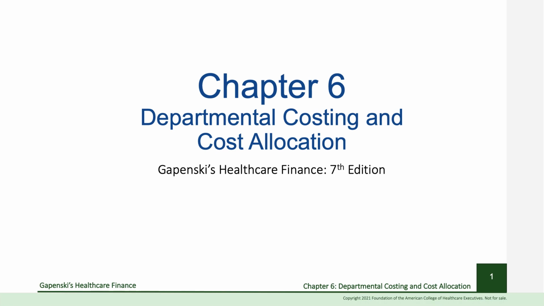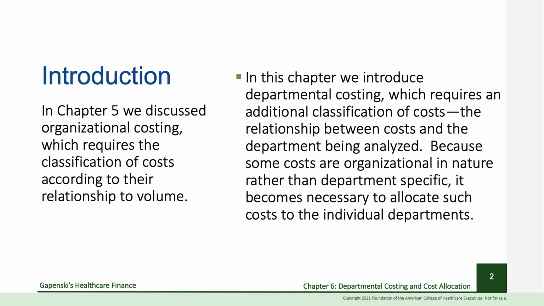So now we are going to go ahead and discuss departmental costing and cost allocation. In the last chapter, chapter 5, we discussed organizational costing, which is basically the relationship between cost, volume, and profit. If you remember the relationship we studied as profit analysis, it looked at mainly how cost affects volume and how volume affects profits. So you saw that as we increase the volume, the variable cost decreases and vice versa.